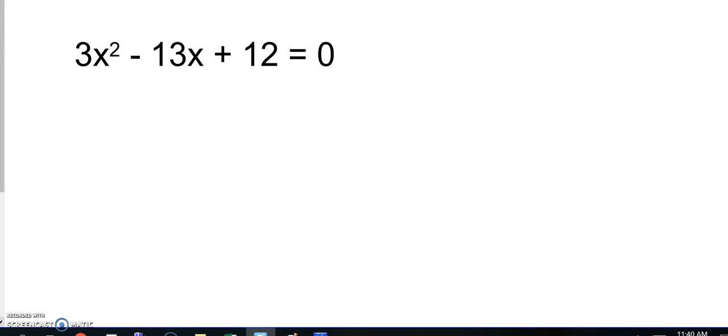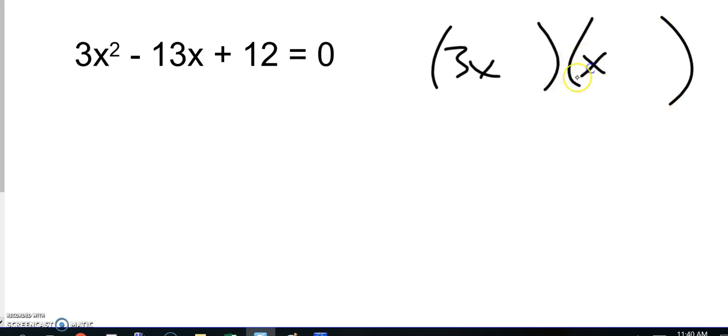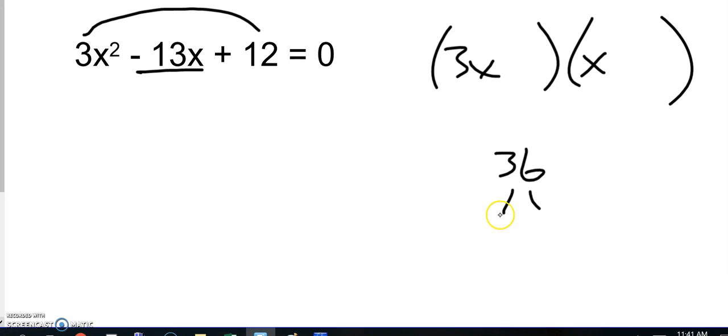All right, and then one last example, and I apologize, this video is going a little longer than I wanted it to. Here you can go the guess and check route. We have a trinomial. We know that it's going to have to be 3x and something times x and something, and you can guess and check your factorization. Or you can go the direct route, which means we're going to take 3 times 12, which is 36, and we're going to break that down into two factors that add to negative 13. That happens to be negative 4 and negative 9.